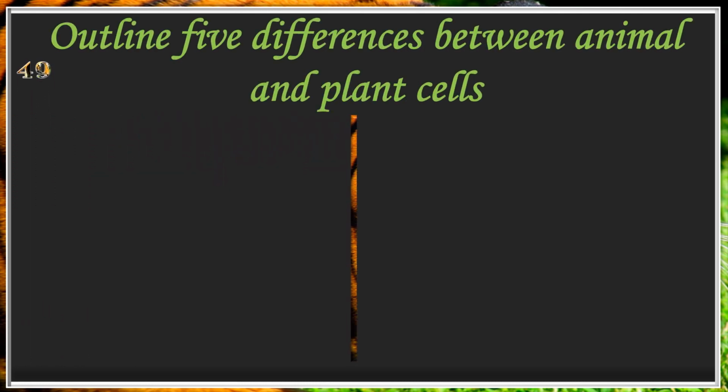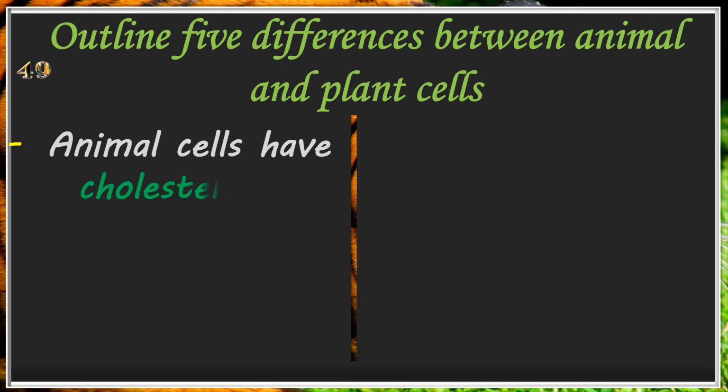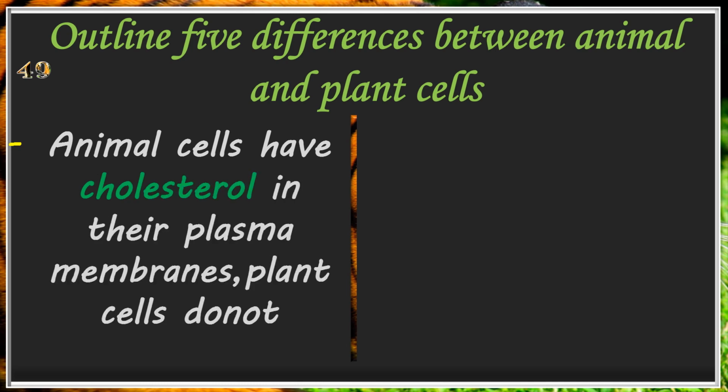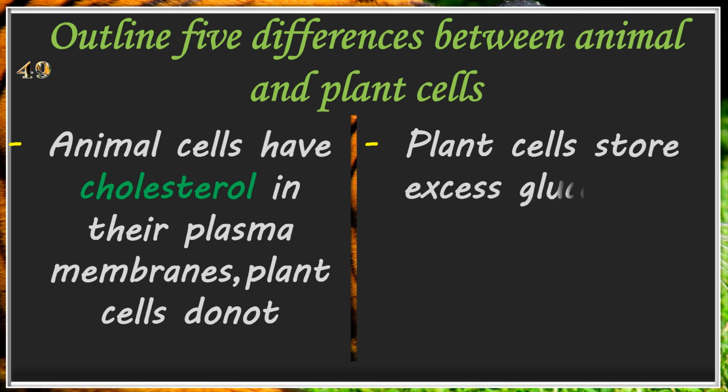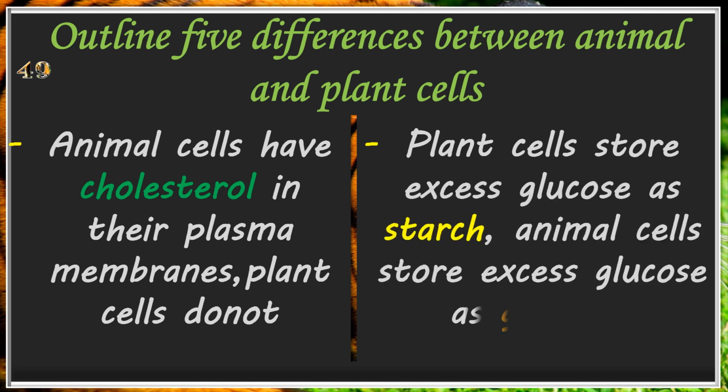Still, we are outlining the differences between animal cells and plant cells. Animal cells have cholesterol in their plasma membranes, whereas plant cells do not. Plant cells store excess glucose as starch, whereas animal cells store excess glucose as glycogen.